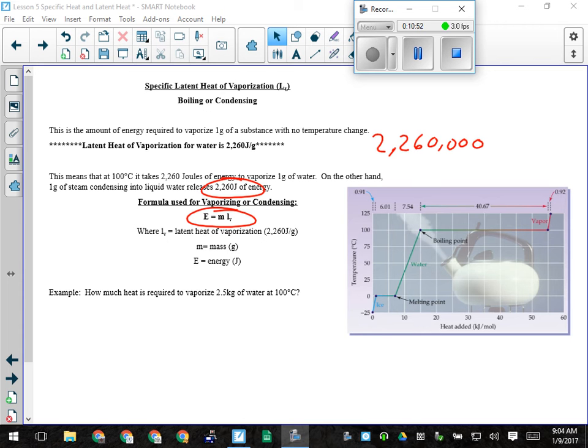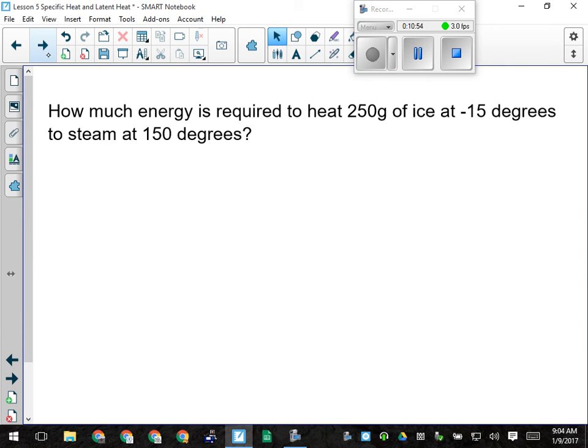All right, so where we're headed with this is being able to calculate how much energy would be required to do something like this. Okay, now I don't remember if we actually did this one before Christmas or not, but we're going to go over it. Okay, because I know a lot of people weren't here. Okay, so we're going to do this one. We want to figure out how much energy is required to heat 250 grams, so we know the mass, of ice at minus 15 until it's steam at 150.